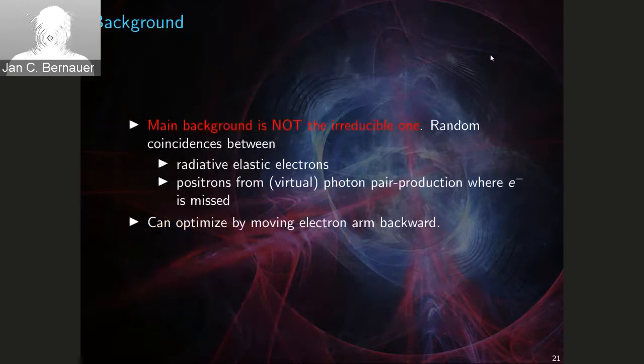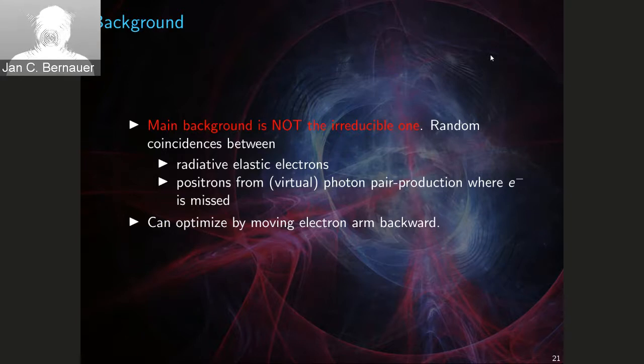Looking at backgrounds, actually you see that you have to modify this to get the best result, because the main background is not the irreducible one. At the luminosities we are looking at, random coincidences actually dominate. And that's between where you have an electron with the right energy, because it's scattered elastically, but with a radiative component. So it either loses a photon before the scattering or after the scattering. Dominant will be before the scattering, and then you are in the right energy window for that spectrometer. And the positrons from the irreducible background, where the electron partner is actually not detected, right? So the phase space for that is much larger than detecting the pair of them. And if you combine them, you can get actually quite large rates.